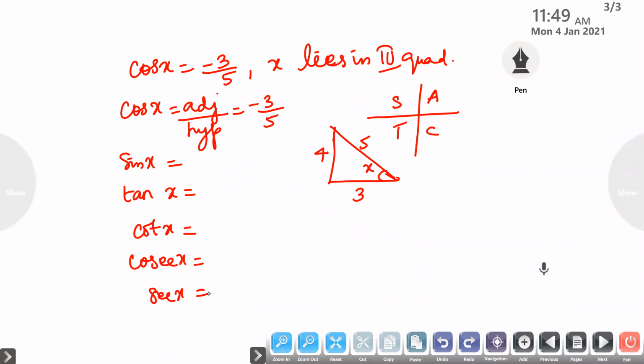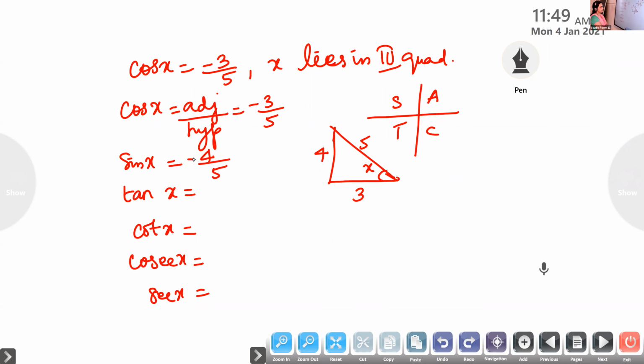Sin x equal to 4 by 5. Is it positive or negative? Check that one also. It is given x lies in the third quadrant. Is it positive? In third quadrant, which trigonometric ratios are positive? Cot and tan. So what will be sin x? Minus 4 by 5. It is negative.